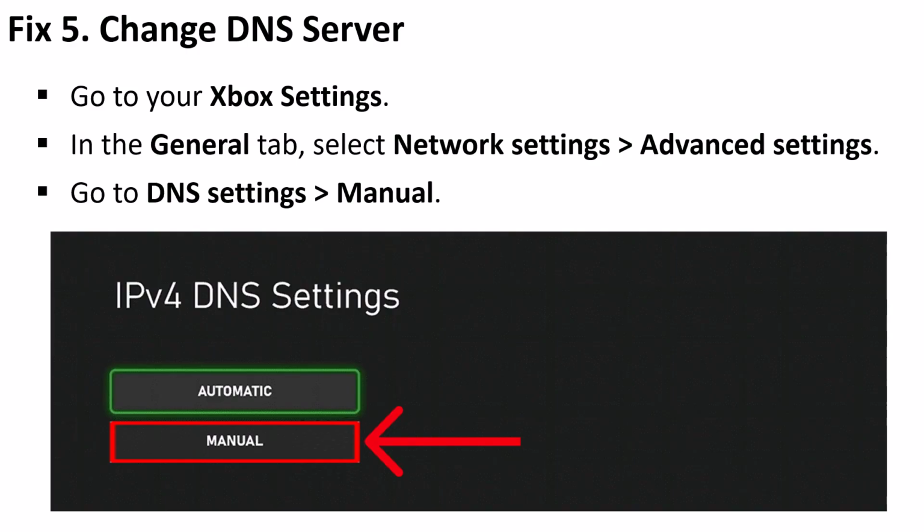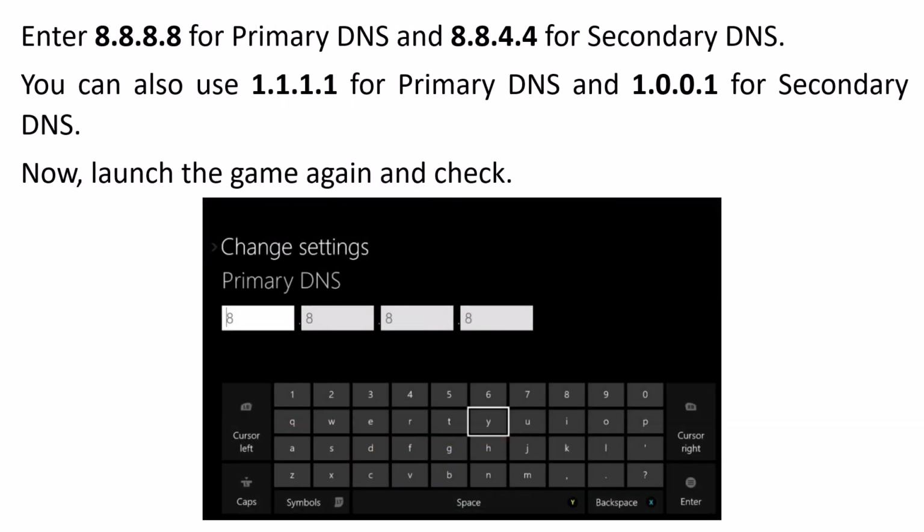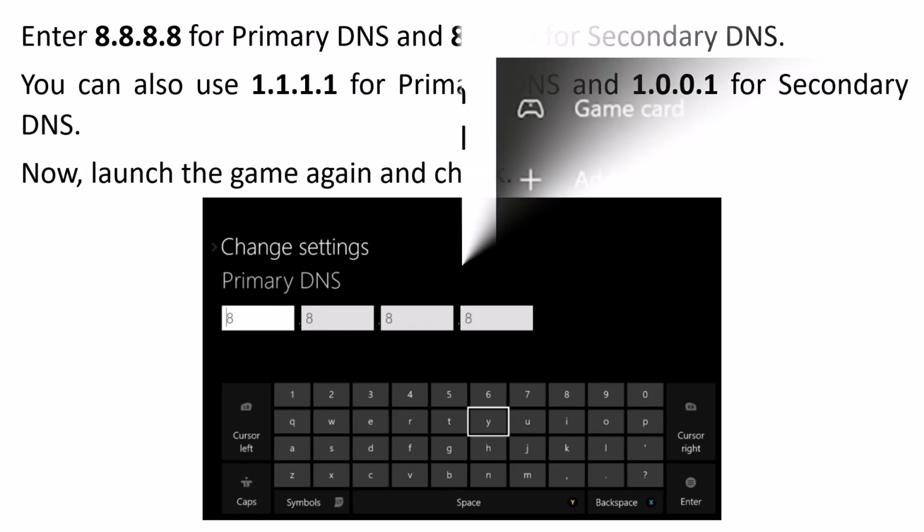Fix 5 is to change the DNS server. So go to your Xbox settings, in the General tab select Network Settings, Advanced Settings, go to DNS Settings, Manual. Now enter 8.8.8.8 for primary DNS and enter 8.8.4.4 for secondary DNS and then save it and then relaunch the game and check if the problem is solved or not. If not, then repeat the process and this time in the primary DNS enter 1.1.1.1 and in secondary DNS enter 1.0.0.1 and then save it and then again relaunch the game and check if the problem is solved or not.